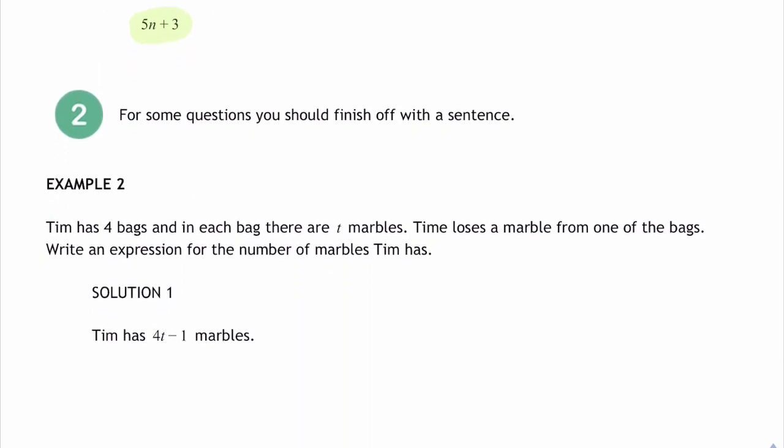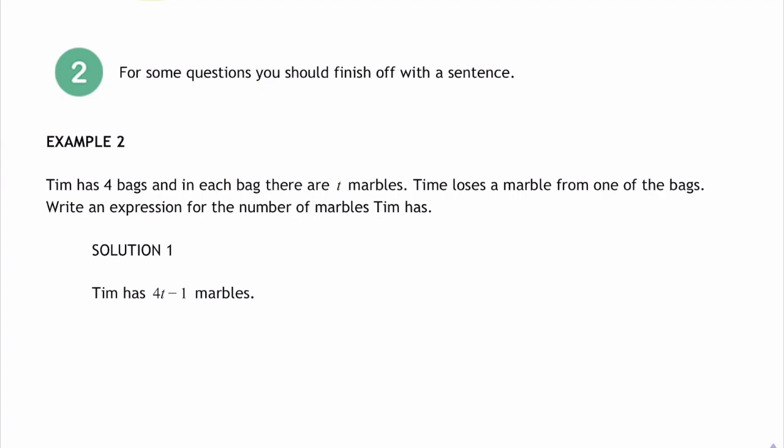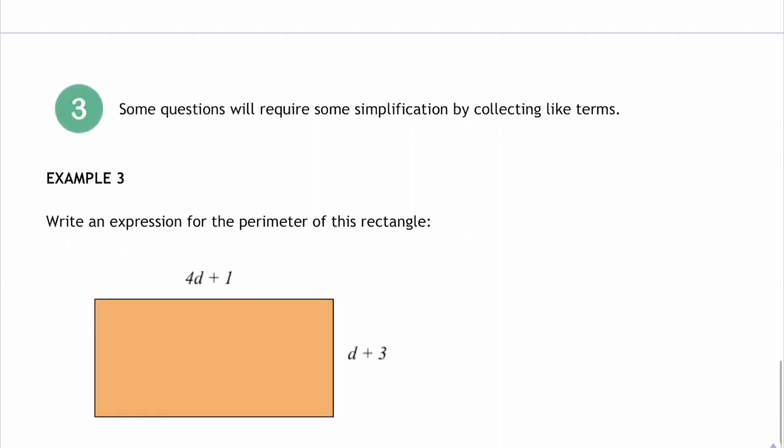Now for some questions, it's always nice to finish off with a sentence. So in this second example, we've got Tim has 4 bags. In each bag there are T marbles, and then he loses a marble from one of the bags. Write an expression for the number of marbles Tim has. If we think about it, we've got the 4 bags, each with T marbles, so that's the 4T part, and then we're subtracting 1 because he lost 1. So Tim has 4T minus 1 marbles. On to the next example.